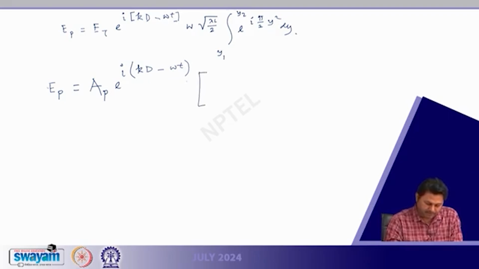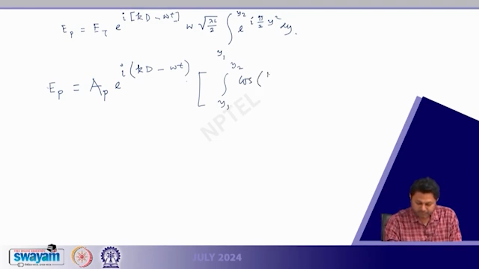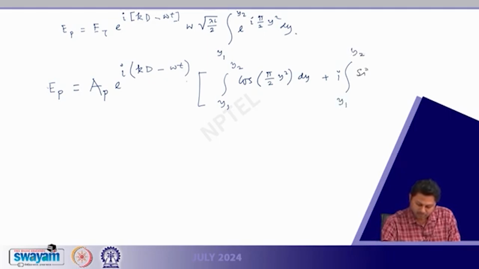and then I write integral y1 to y2 cos of pi by 2 y square dy plus i integral y1 to y2 sine of pi by 2 y square dy.